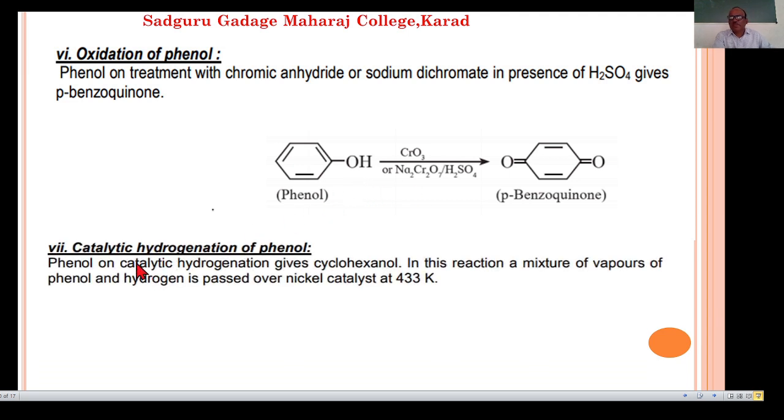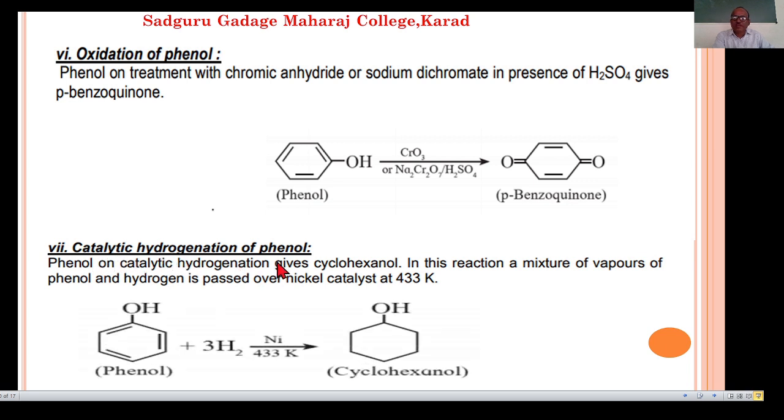Then reaction number 7, catalytic hydrogenation of phenol. Catalytic hydrogenation means addition of hydrogen by using nickel catalyst.